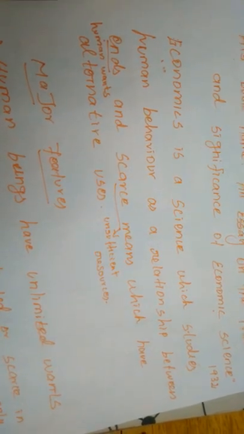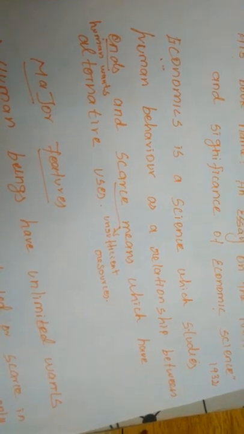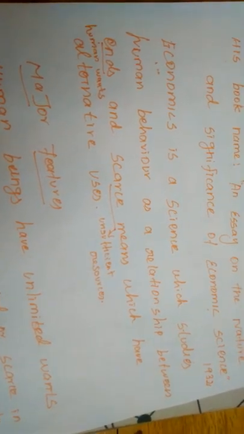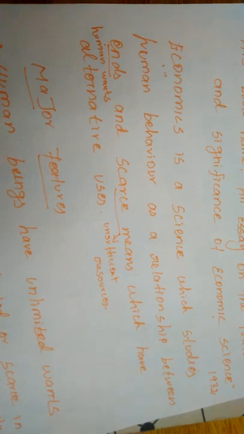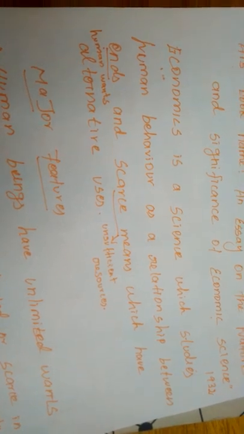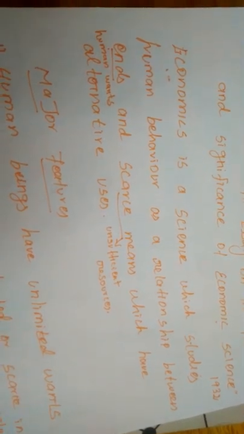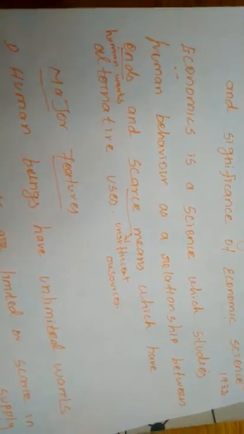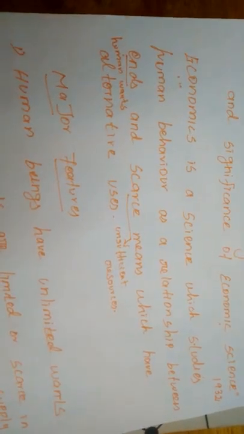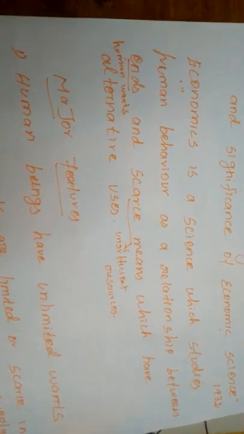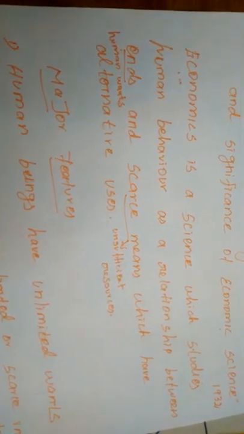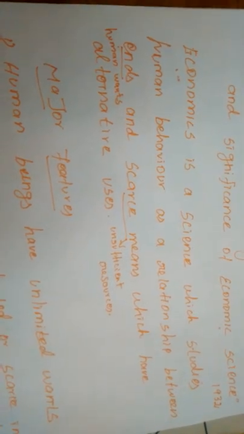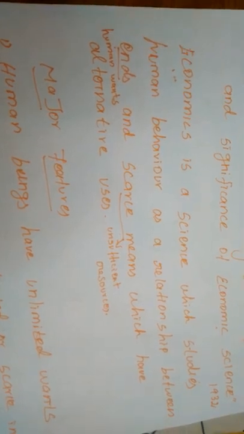Now one more time I am telling the definition. Economics is a science which studies human behavior as a relationship between ends and scarce means which have alternative uses. When we have natural resources or scarce means which have alternative uses, how are we going to spend them?